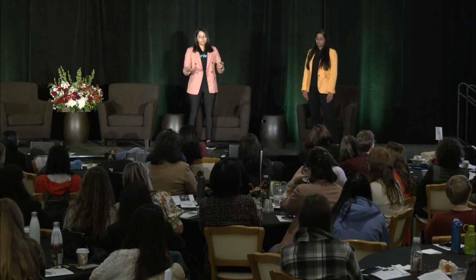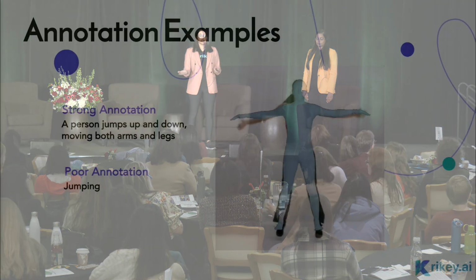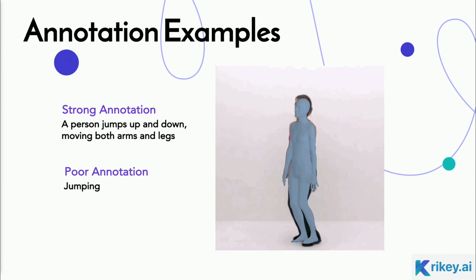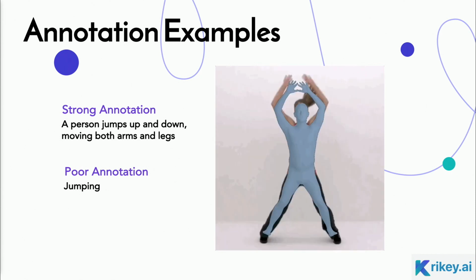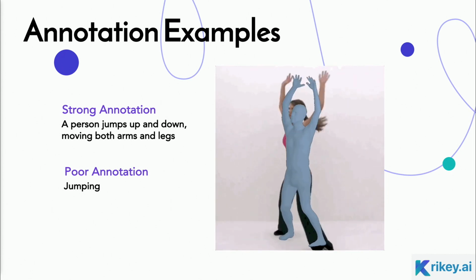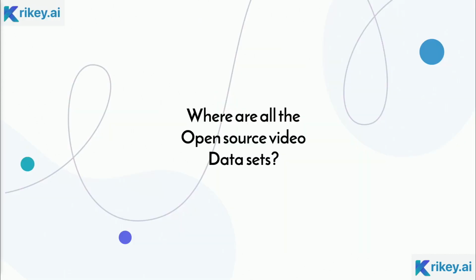And then again, annotation examples. So a strong annotation here would be a person jumps up and down, moving both arms and legs. A poor annotation would be simply jumping. While it's true that the person here is jumping, that doesn't really provide quite enough data for us to train the model effectively.